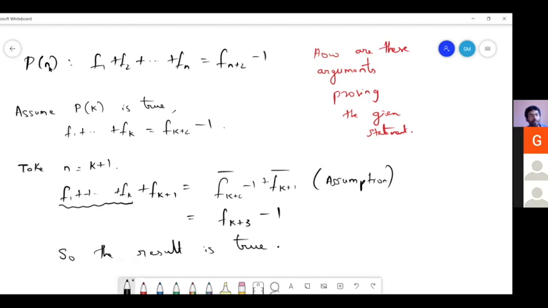So P of 1 is nothing but f1, which is equal to 1, and f3 minus 1 is also 1. So P of 1 is true.